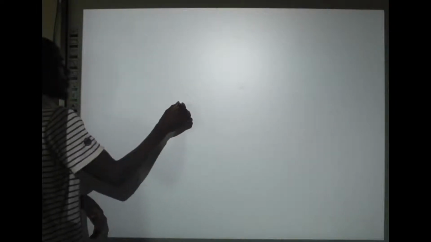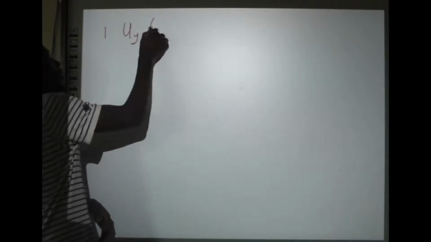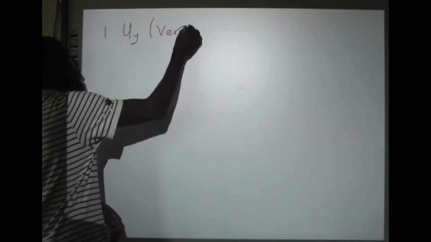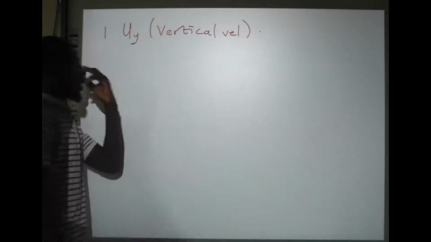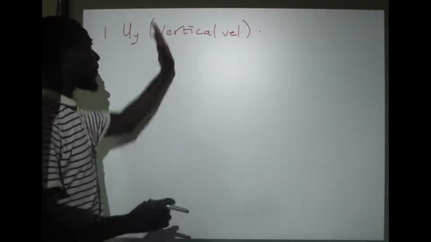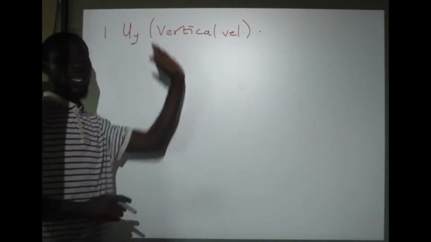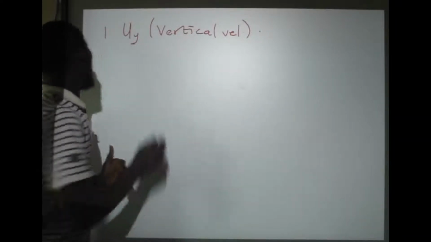So the first parameter, our Uy, which is called the vertical velocity. Now the vertical velocity, as you all know, is the vertical component of the motion.